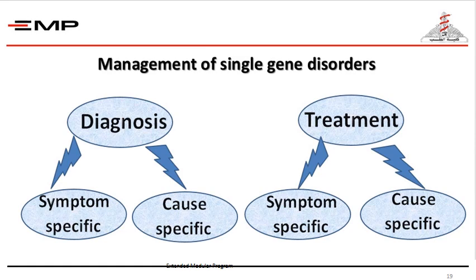In cases of syndromes, for example, with congenital heart disease, you have to do plain X-ray, chest and heart, EKG, and echocardiography. On the other hand, for treatment of single gene disorders, it could be cause-specific, for example, aiming at prevention of recurrence of such disorders, or symptom-specific, for example, surgical correction of a congenital heart disease. You will further study the management of different single gene disorders during your journey in the pediatric curriculum.